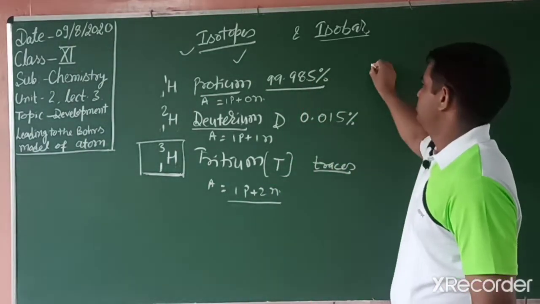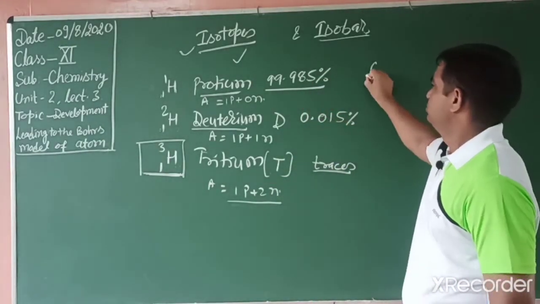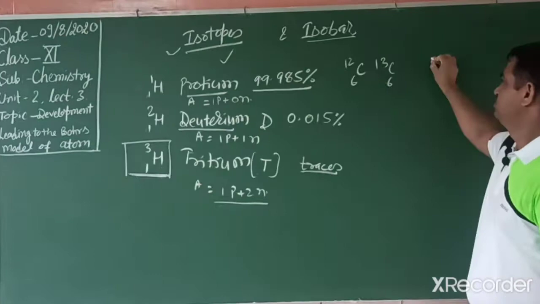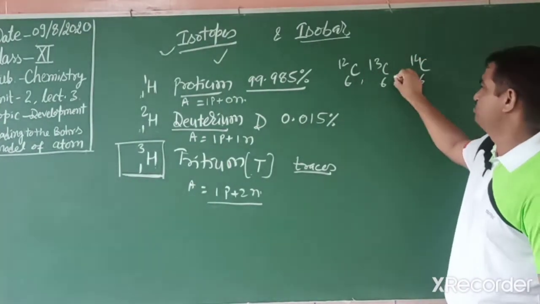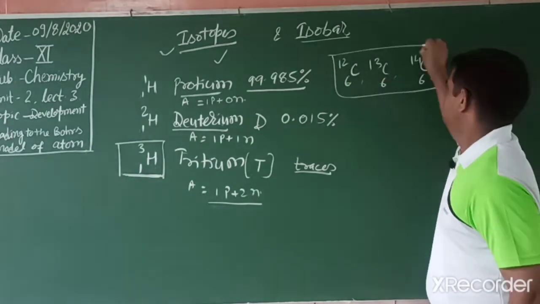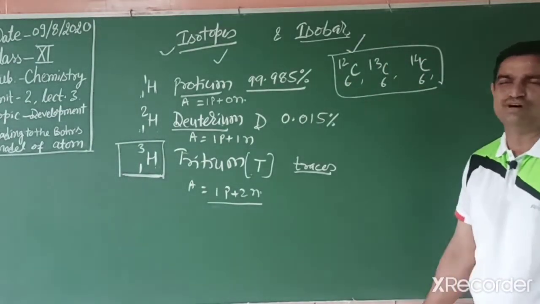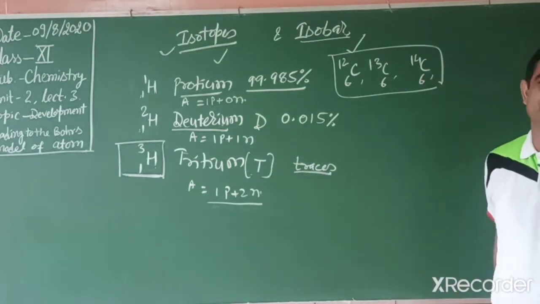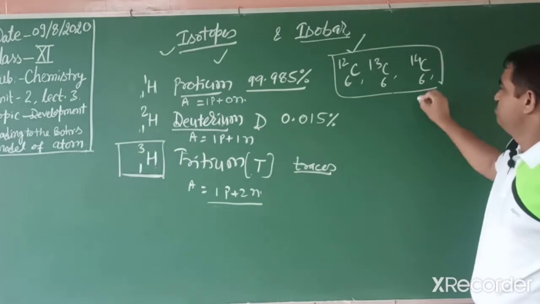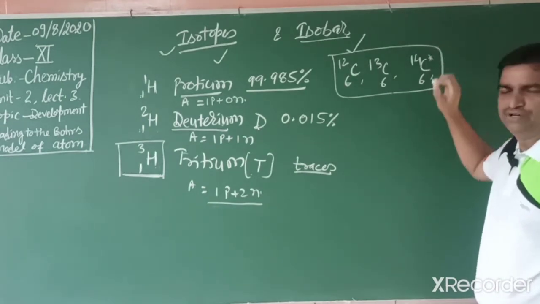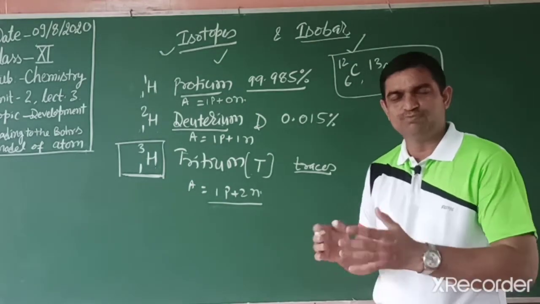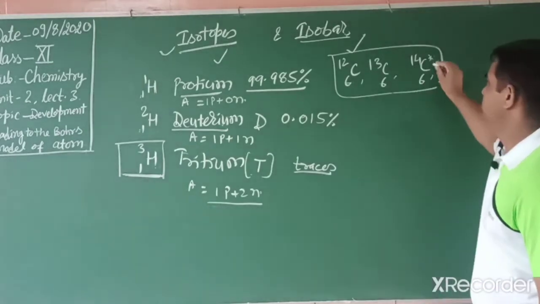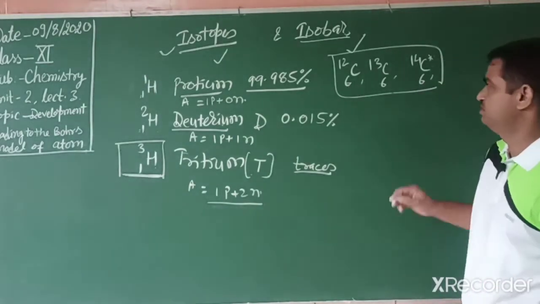For example, carbon. Carbon has 3 isotopes: C-12, C-13, C-14 (atomic number 6). These 3 isotopes are mainly found, and the highest percent is carbon-12, 98 point something, and carbon-13 is found about 1.1%. Carbon-14 is radioactive, found in estimation of the age of our earth and different wood and fossil fuels. We study this in detail in nuclear chemistry in 12th class.